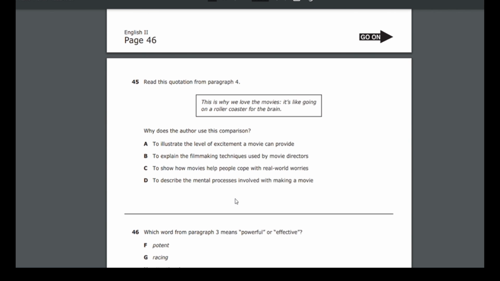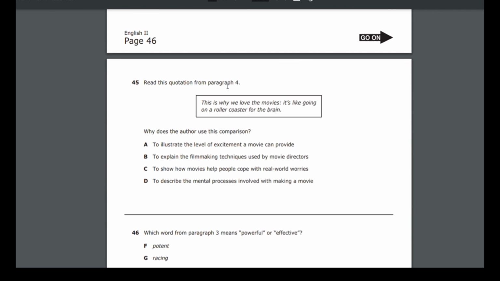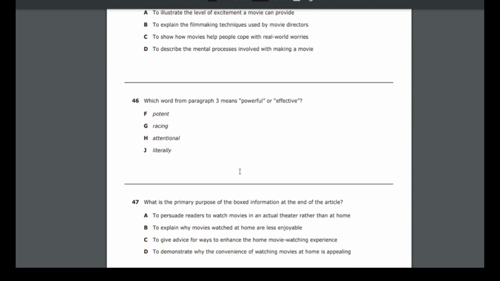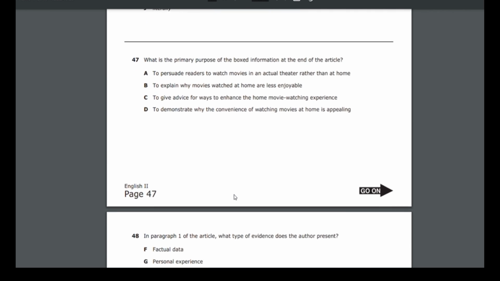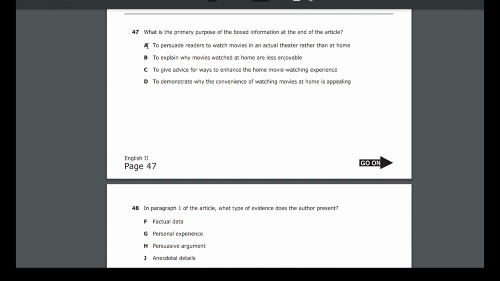Turn down here. Read this quotation from paragraph 4. Once again, as always, don't go to paragraph 4. It's right here. Go down to 46. Which word from paragraph 3 means powerful, effective? Dictionary question. Have them define each one of these using their dictionary, and then they can figure out which one is closest to powerful. And then here we are. Question 47 is about that box down at the bottom.